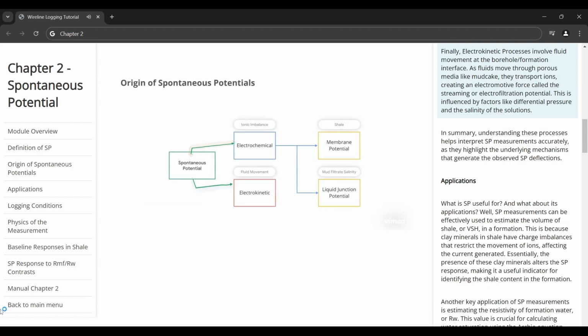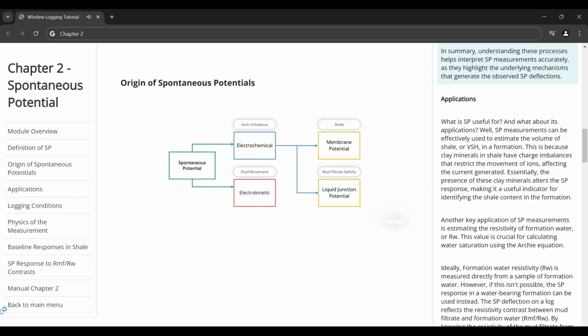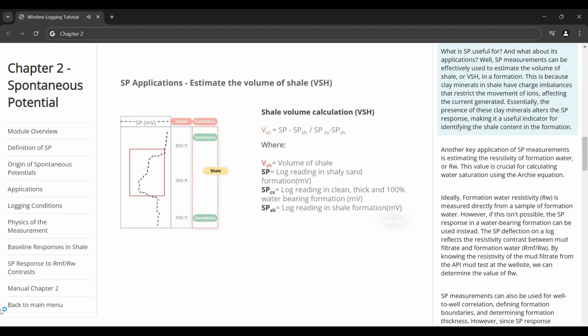Finally, electrokinetic processes involve fluid movement at the borehole formation interface. As fluids move through porous media, like mud cake, they transport ions, creating an electromotive force called the streaming or electrofiltration potential. This is influenced by factors like differential pressure and salinity of the solutions. In summary, understanding these processes helps interpreting SP measurements accurately, as they highlight the underlying mechanisms that generate the observed SP deflections. What is SP useful for?